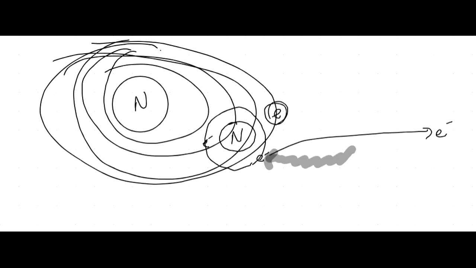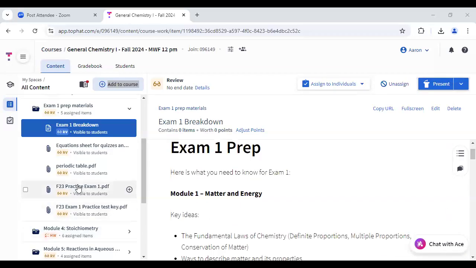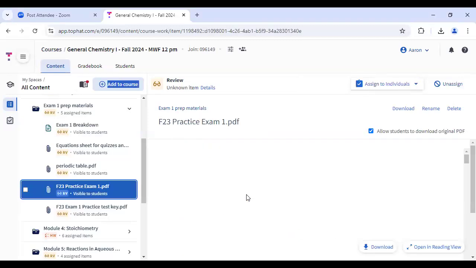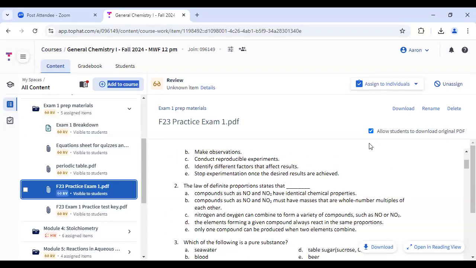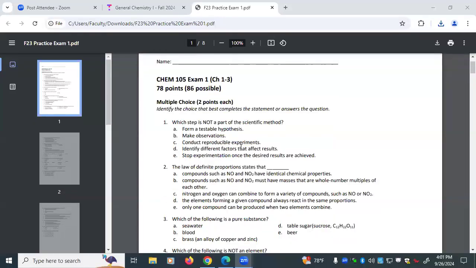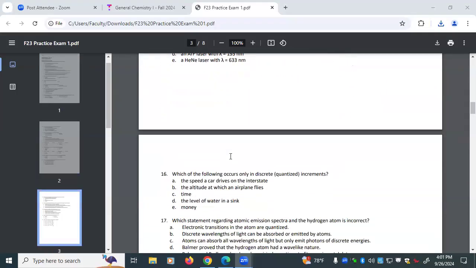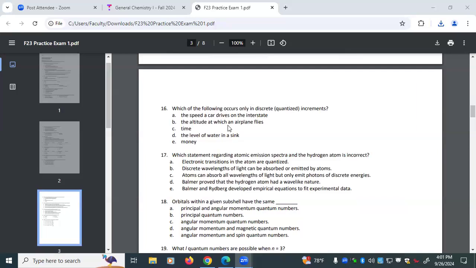The quantization of which? Oh. This one?